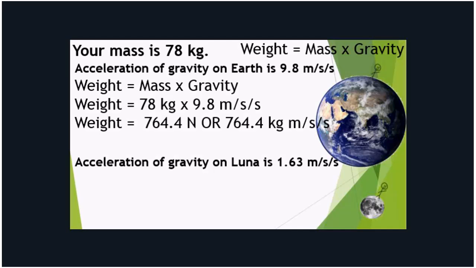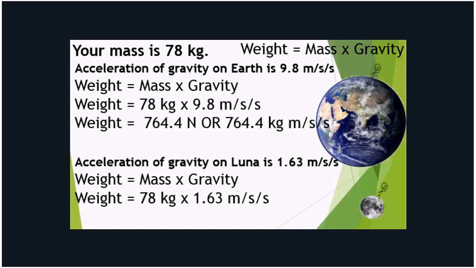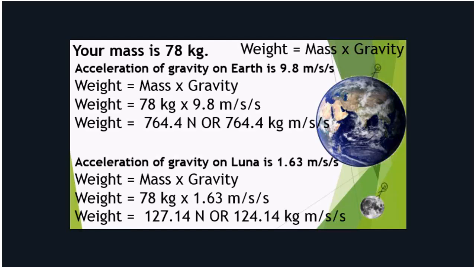So we're going to take weight equals mass times gravity. Your mass doesn't change. Like I said, we're going to take 78 kilograms times the gravity on Luna, which is 1.63 meters per second per second. And you should calculate this to be 127.14 newtons, or you could say 127.14 kilogram meters per second squared. Like I said, we don't really use that very often because it's very wordy when we can just say newtons, because weight is a force.